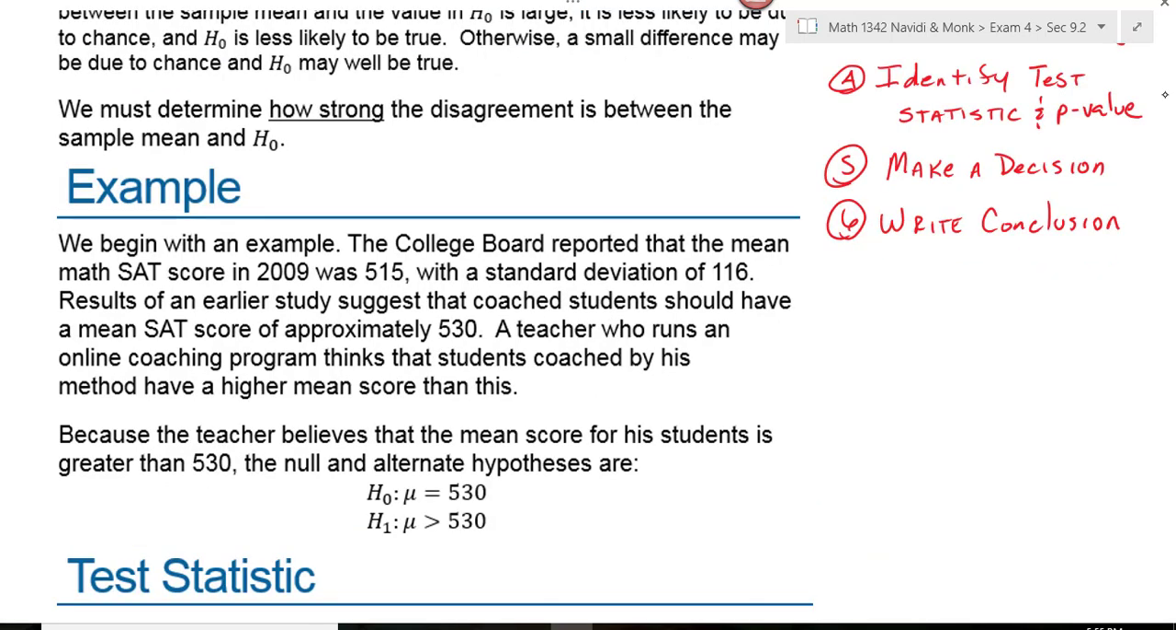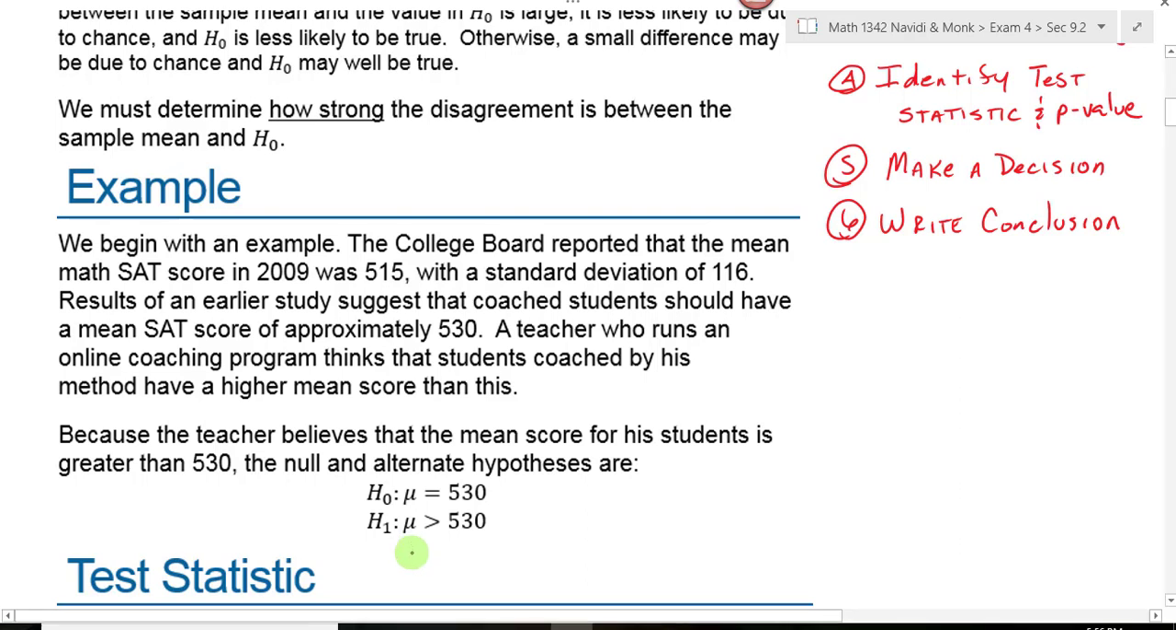The College Board reported that the mean math SAT score in 2009 was 515 with a standard deviation of 116. Results of an earlier study suggest that coached students should have a mean SAT score of approximately 530. A teacher who runs an online coaching program thinks that students coached by his method have a higher mean score than this. Because this teacher believes that the mean score for his students is greater than 530, the null and the alternative hypotheses are as follows.